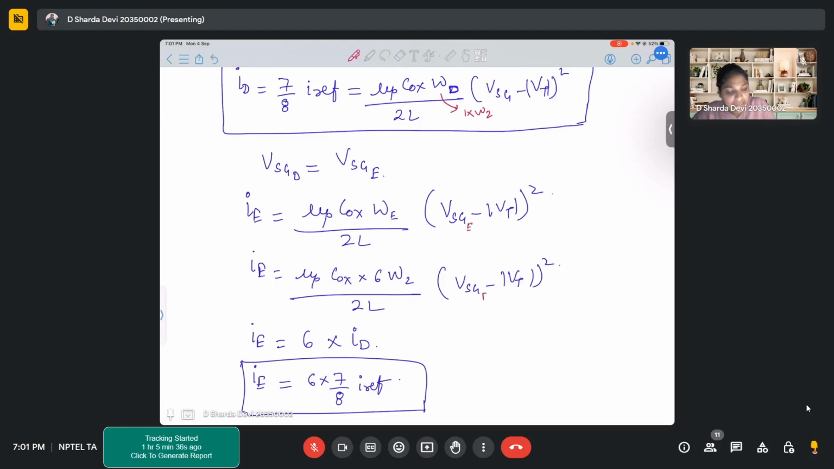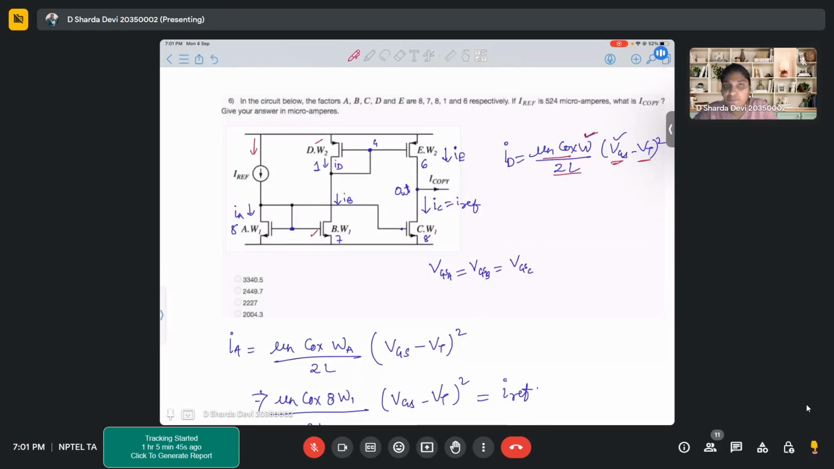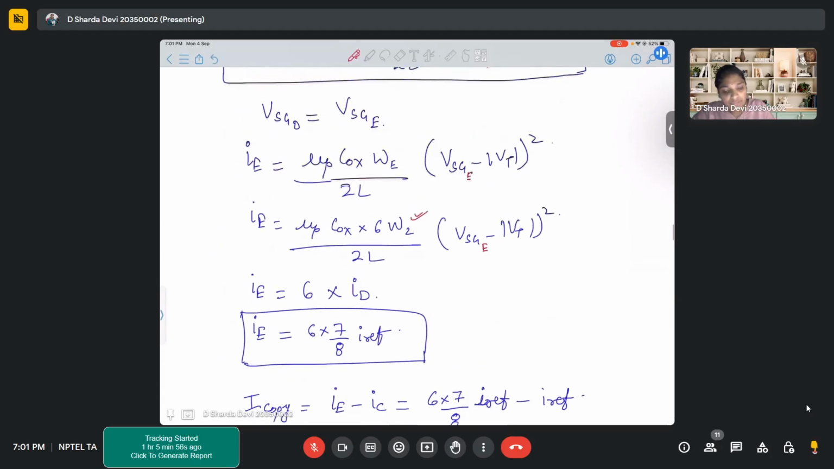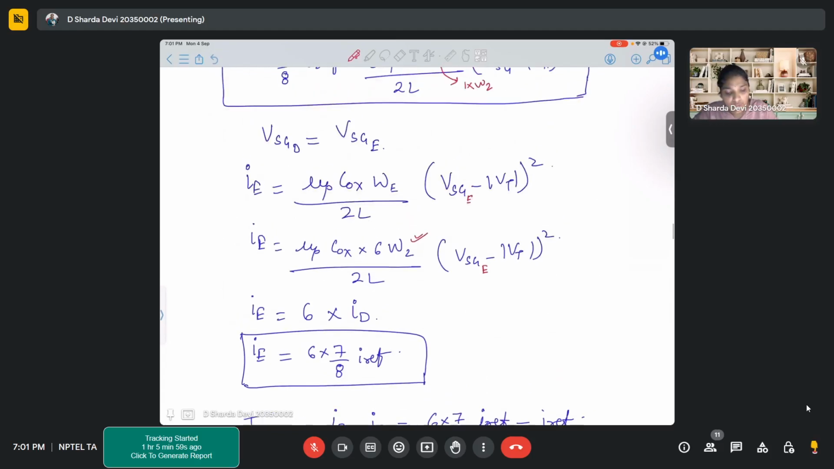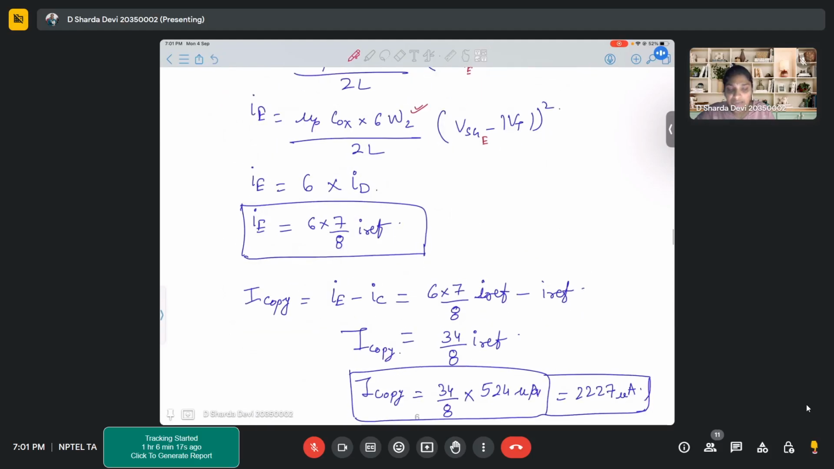Now again, in place of WE, you will replace it with 6 times W2. Now we know that for 1 times W2, the value of current is ID, which is 7 by 8 times IREF. So what will be the value for IE? It will be 6 times ID, right? So that's how we got the value of IE.